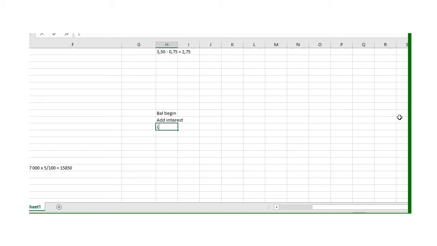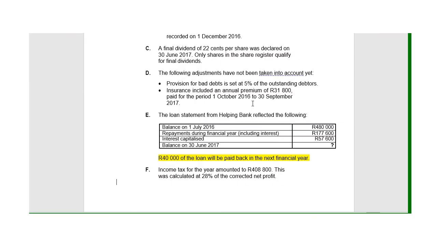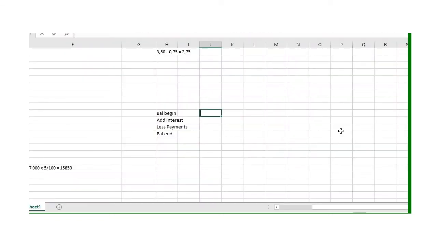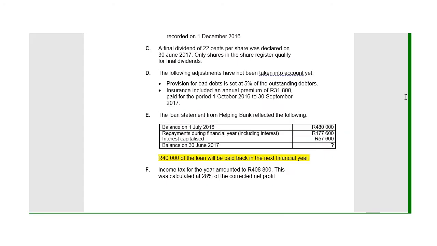We're going to deduct payments that we made, and that will give me the balance at the end. Good, so if I know that, it makes it easier. What was my balance at the beginning? Balance at the beginning, 480,000. The interest, it's also given.